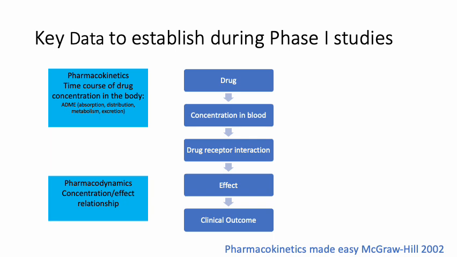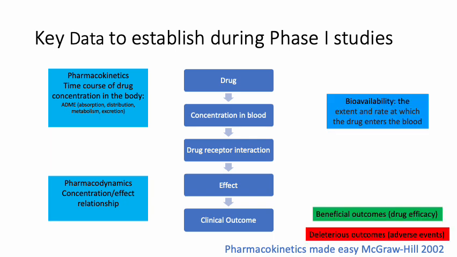PK or pharmacokinetic studies investigate the time course of the drug in the body. The acronym ADME, absorption, distribution, metabolism and excretion, is used, and those processes for the particular drug must be characterized. Bioavailability is also an issue, and pharmacodynamics looks at concentration effect relationship. Bioavailability refers to the extent and rate at which the drug enters the blood.